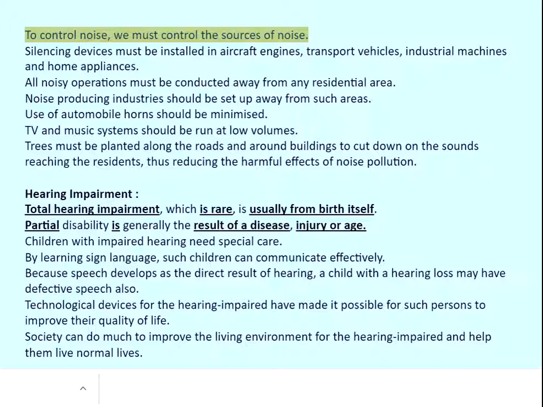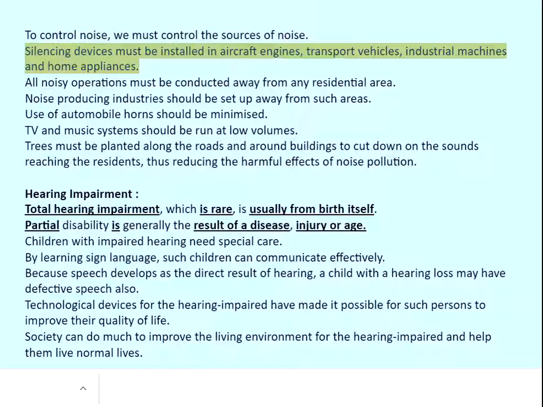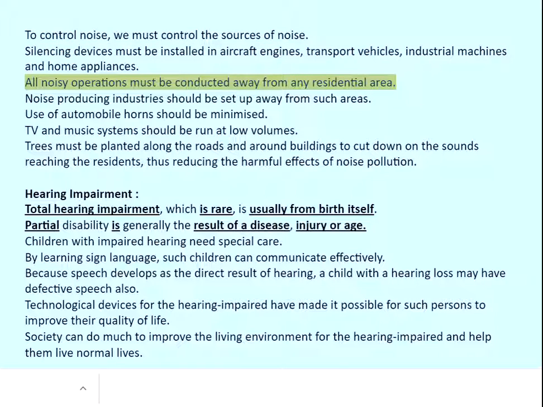Measures to limit noise pollution. To control noise, we must control the sources of noise. Silencing devices must be installed in aircraft engines, transport vehicles, industrial machines and home appliances. All noisy operations must be conducted away from any residential area. Noise-producing industries should be set up away from such areas.